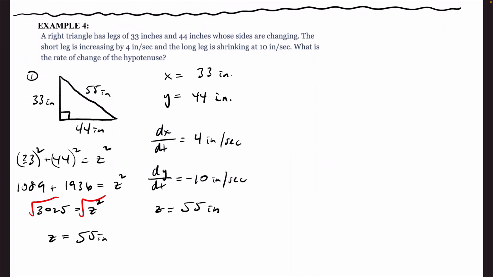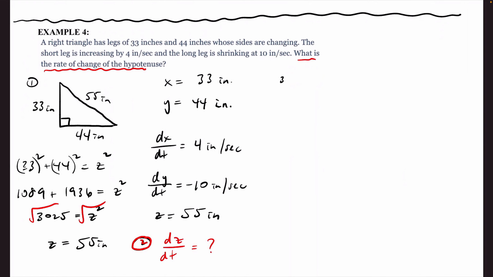Okay, I think that's everything, right? So let's go to step 2. What are they not telling us? What do we need to know? The rate of change of the hypotenuse. So how do I write that? dz over dt, right?